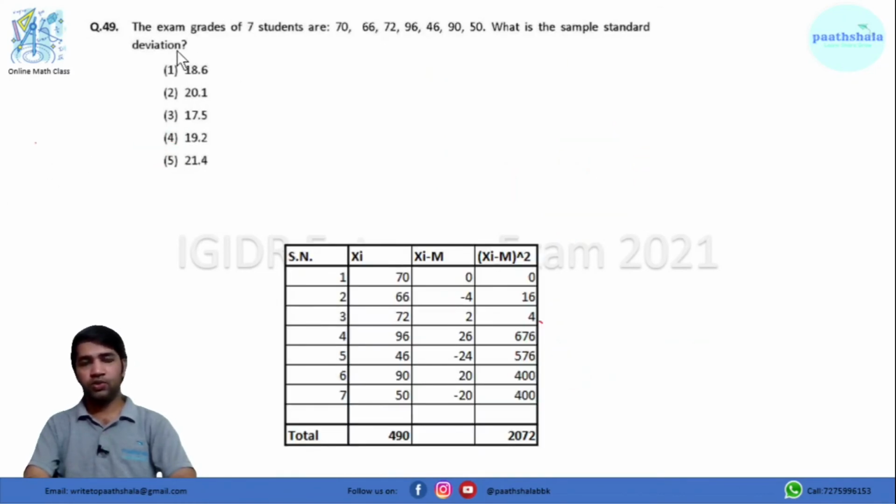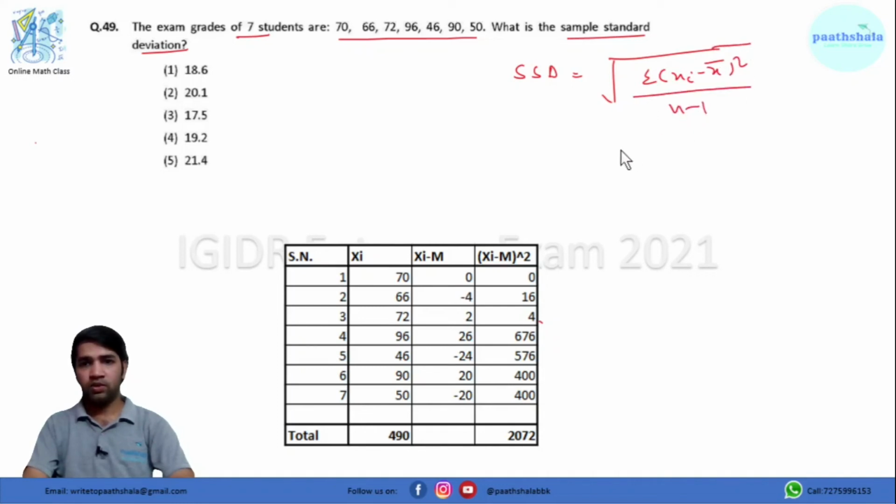So here in this question it says the exam grades of 7 students are this. What is the sample standard deviation? Okay, so first we need to understand the formula of sample standard deviation. Sample standard deviation is under root summation xi minus x bar whole square upon n minus 1. Here x bar is basically your mean. So first we have to find the x bar. So x bar will come out to be summation xi upon n.